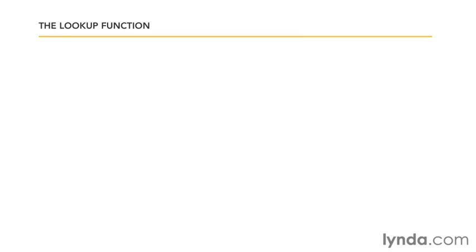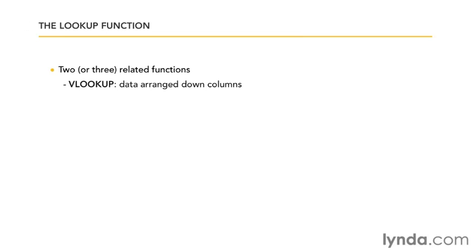When you have a lot of data in a worksheet, there's a great set of functions called lookups that can help you extract specific data. Let's take a look. We have two or sort of three related functions. One function is called VLOOKUP. V stands for vertical, and you use it if you have your data arranged down by column. There's also an HLOOKUP, horizontal, just in case your data are arranged across rows.